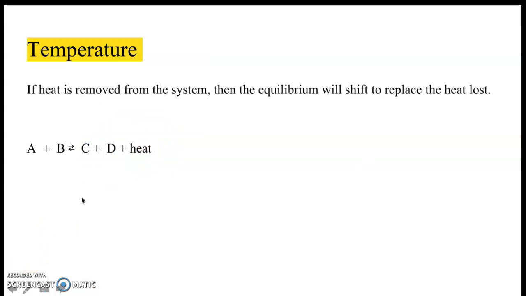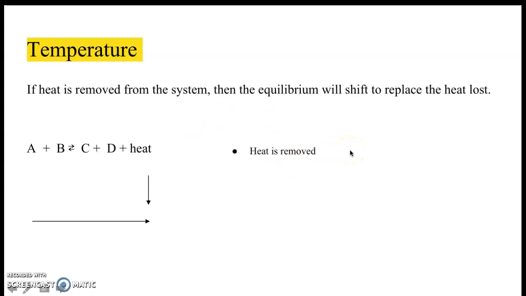Our next scenario is if heat is removed from the system or our temperature is decreased. When something is taken away from an equilibrium, you have to replace it. So in this case, we have an exothermic reaction. Heat is on our product side. Heat is taken away. This now has to be replaced. Heat is a product, so it's going to favor the reaction where we are producing heat. So we experience a right shift or a favor in the forward reaction.